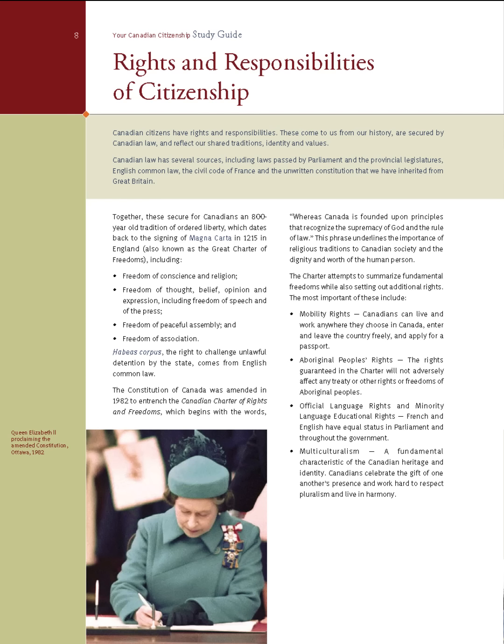The Constitution of Canada was amended in 1982 to entrench the Canadian Charter of Rights and Freedoms, which begins with the words, "Whereas Canada is founded upon principles that recognize the supremacy of God and the rule of law." This phrase underlines the importance of religious traditions to Canadian society and the dignity and worth of the human person. The Charter attempts to summarize fundamental freedoms while also setting out additional rights.